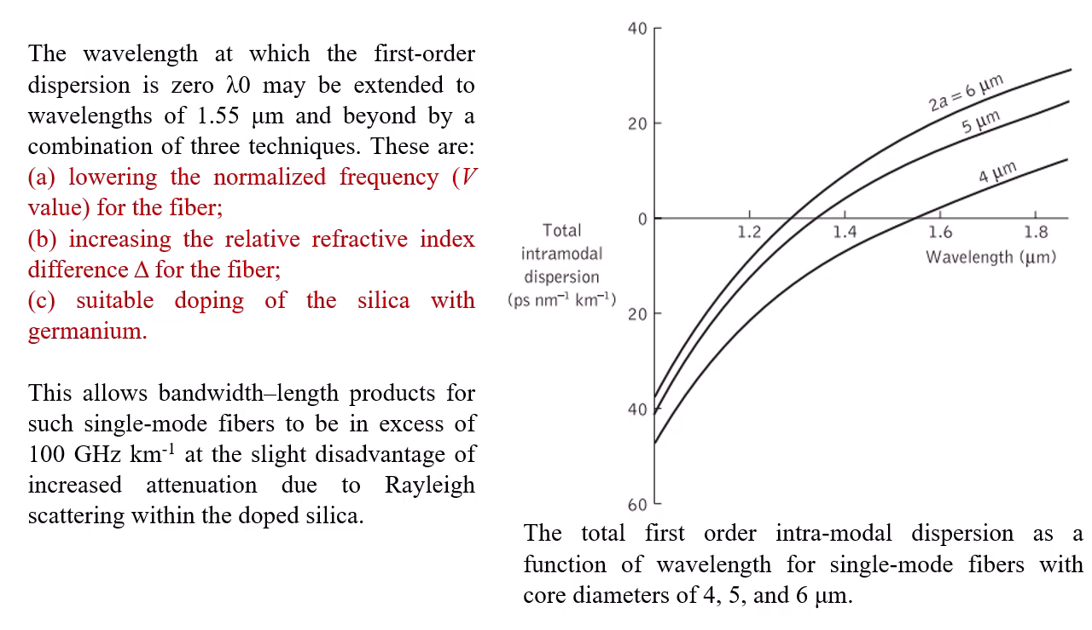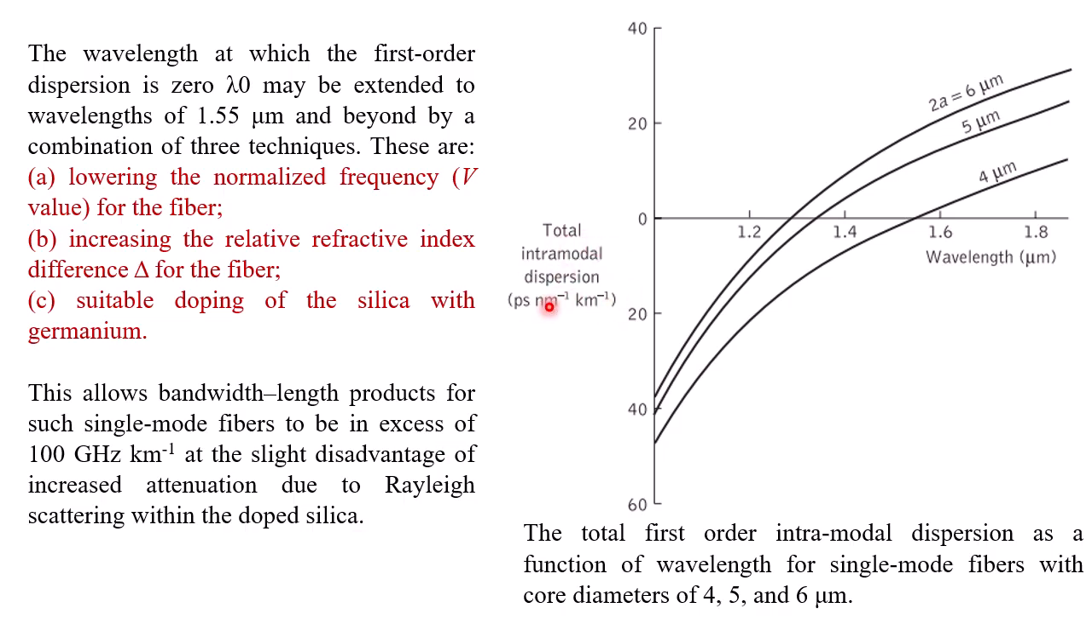The wavelength at which the first order dispersion is zero, that is lambda 0, may be extended to wavelengths of 1.55 micrometer and beyond by a combination of three techniques, which are lowering the normalized frequency, that is the V value of the fiber, increasing the relative refractive index difference delta of the fiber, and suitable doping of the silica with germanium. So this allows bandwidth length product for such single mode fibers to be in excess of 100 gigahertz per kilometer, at the slight disadvantage of increased attenuation due to Rayleigh scattering within the doped silica. And that is quite obvious, since you are increasing the dopant, Rayleigh scattering would increase.